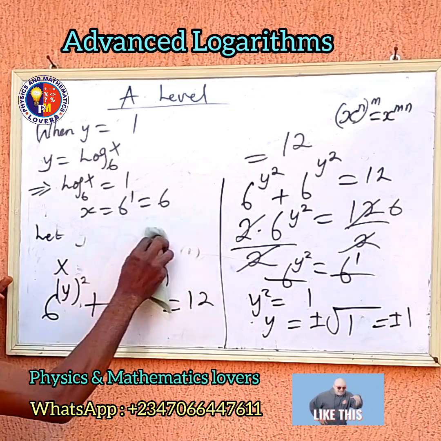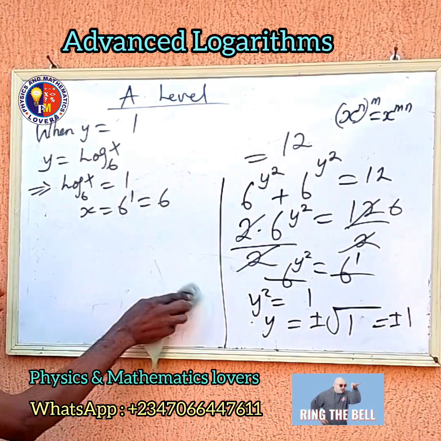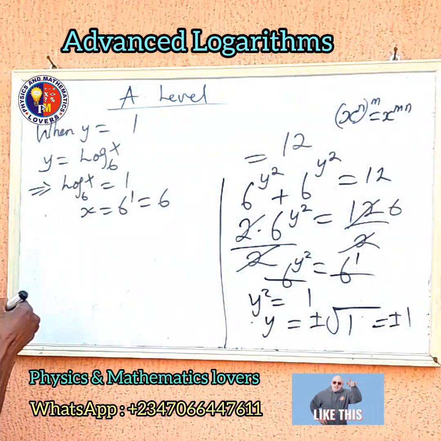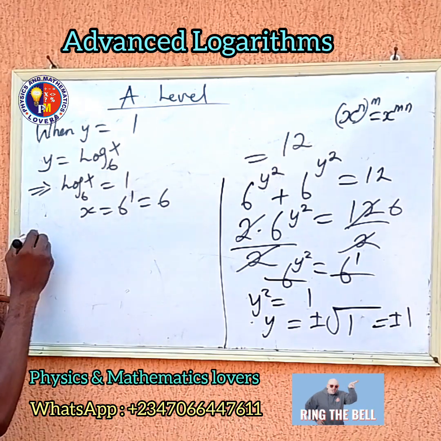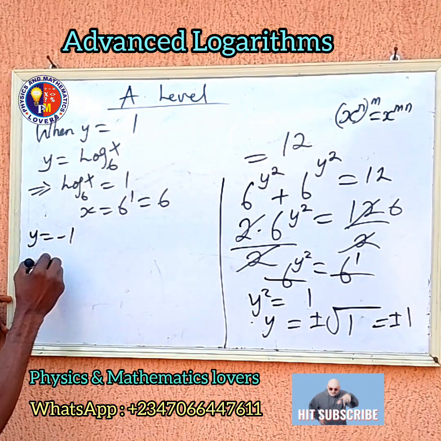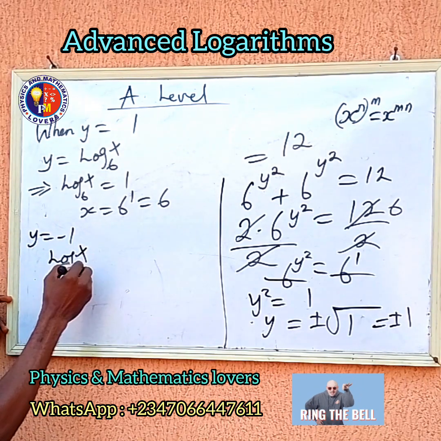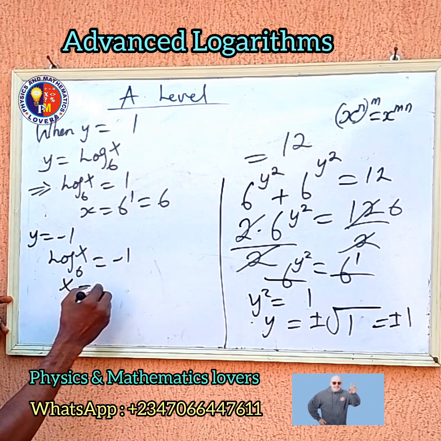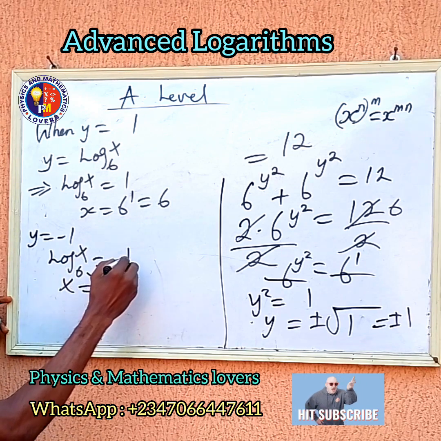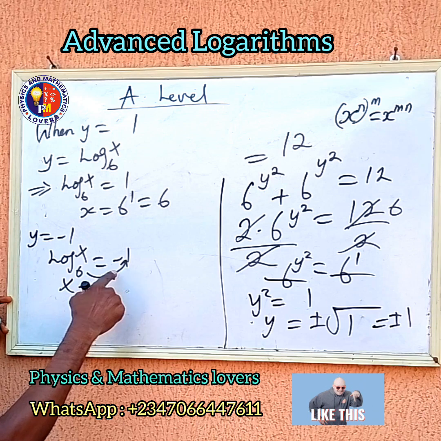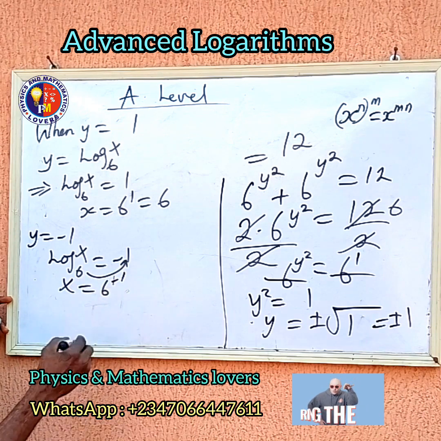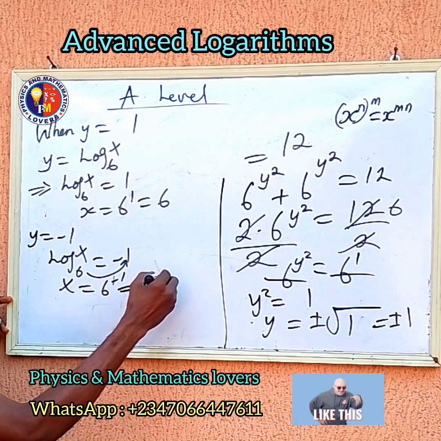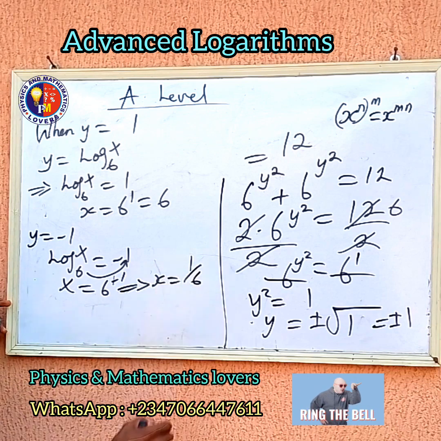Now let us get the second value. So if we say y equals minus 1, now we have log x to base 6 equal to minus 1, which means x is equal to 6 raised to power negative 1, then x equals 1 over 6.